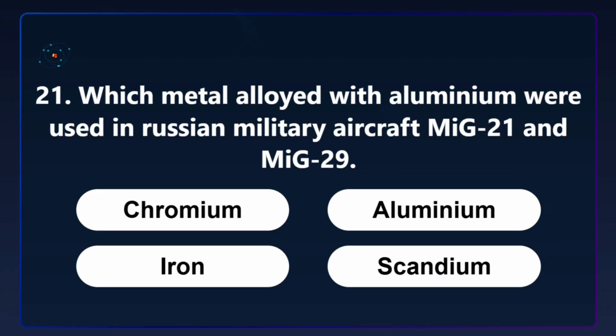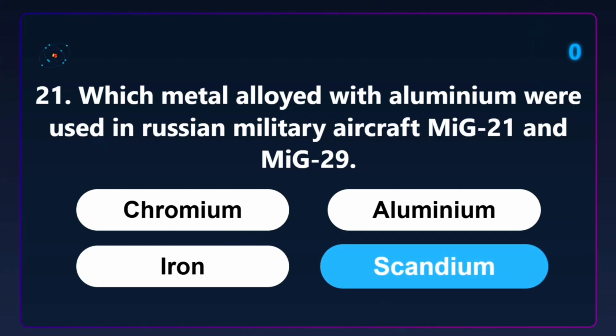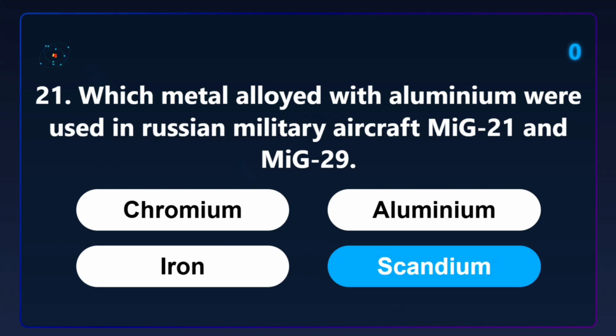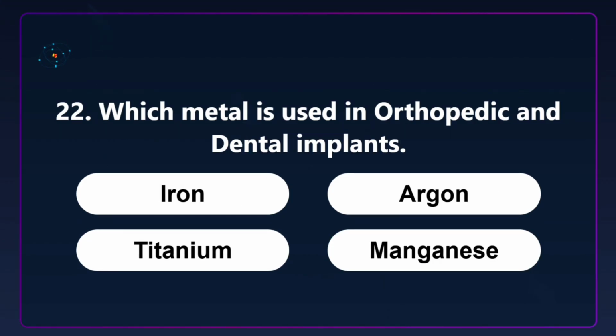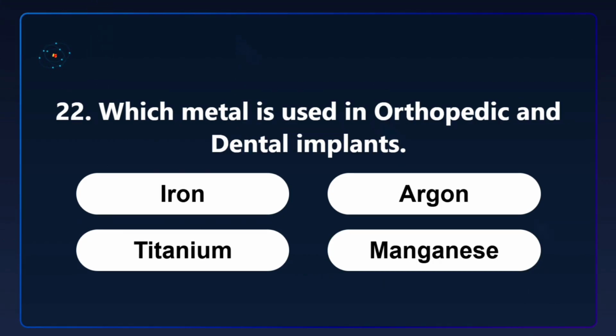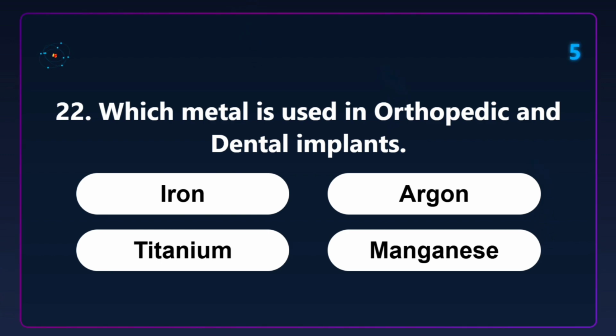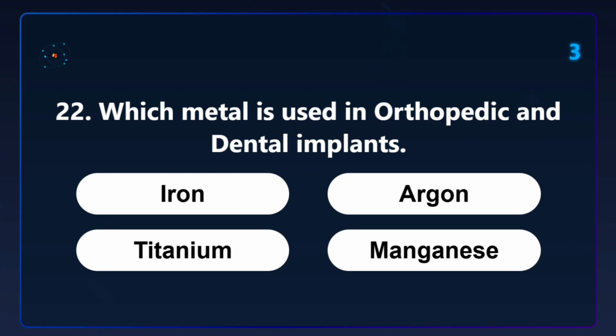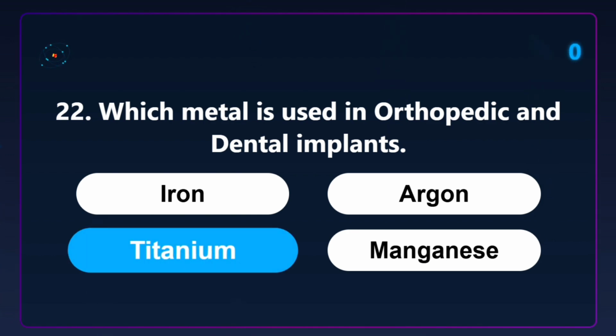Question 21. Which metal alloyed with aluminium were used in Russian military aircraft, MiG-21 and MiG-29? The answer is scandium. Question 22. Which metal is used in orthopedic and dental implants? The answer is titanium.